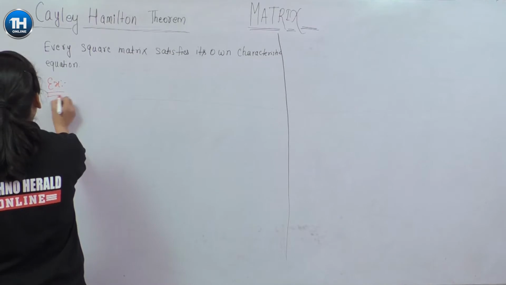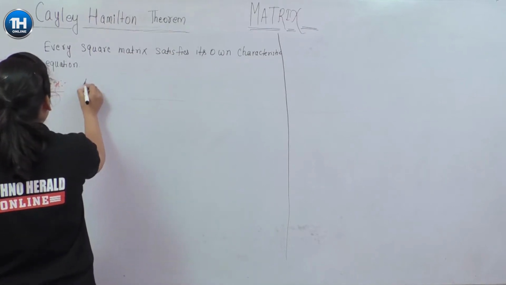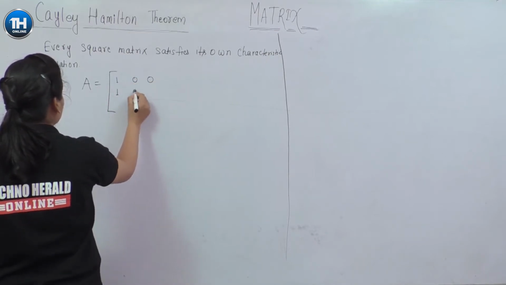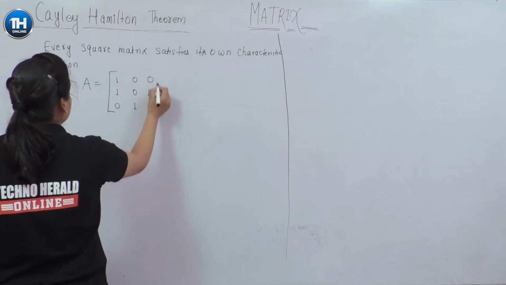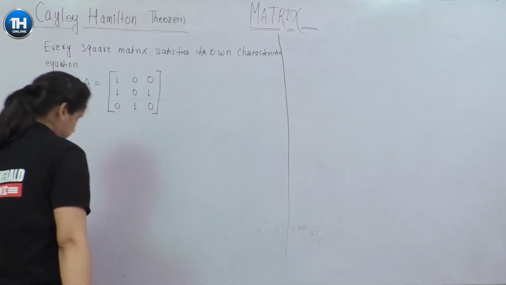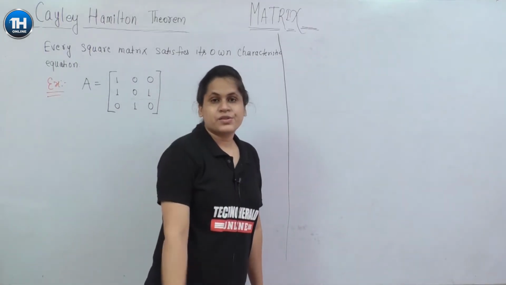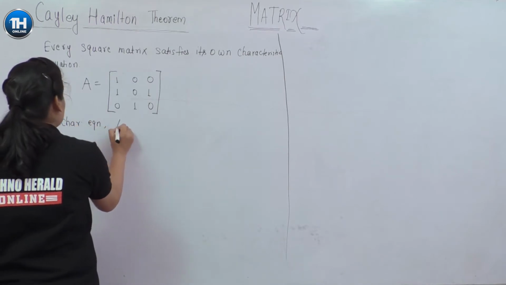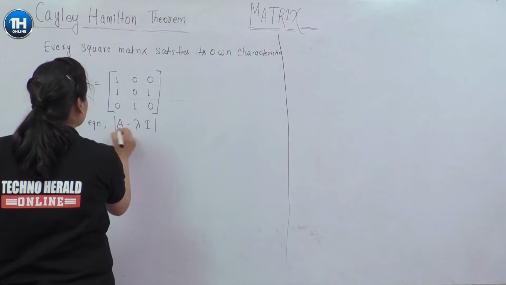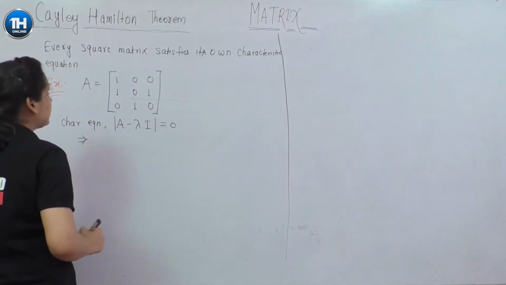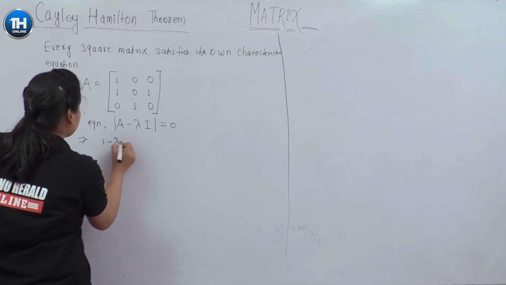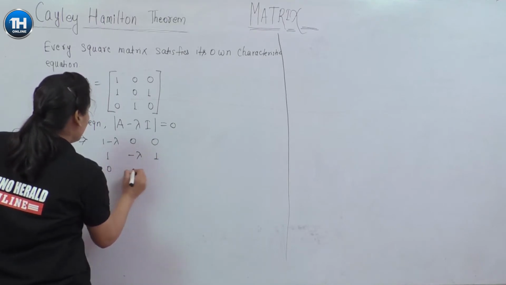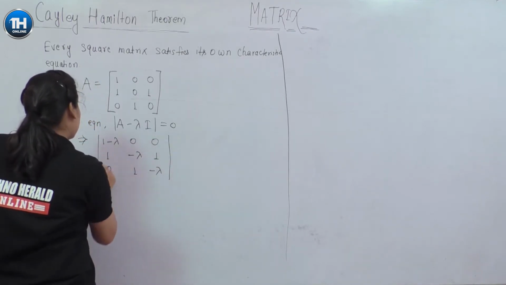So let us take one example. Say I have a matrix A equal to [1 0 0; 1 0 1; 0 1 0]. Find the characteristic equation for this. What is the characteristic equation? Determinant of A minus lambda I is equal to 0. So the determinant of the matrix [1 minus lambda, 0, 0; 1, minus lambda, 1; 0, 1, minus lambda] is equal to 0.